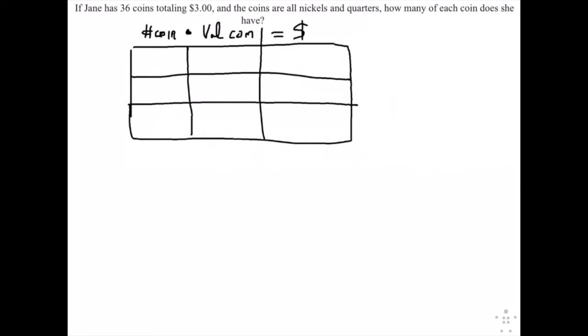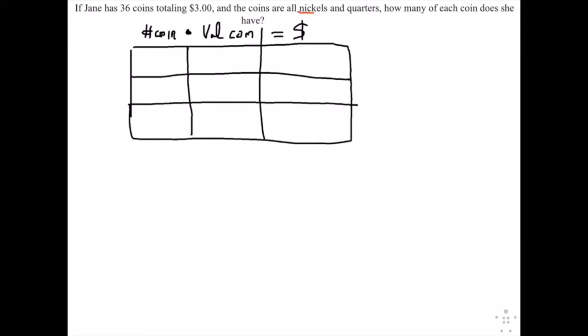So for instance, if I have 2 quarters, I would take 2 times 0.25 and get 0.50, and so the amount of money I have is 50 cents. If I have 5 quarters, I would take 5 times 0.25 and get 1.25, and I'd have $1.25. Now the rows are going to be the types of coins I have.